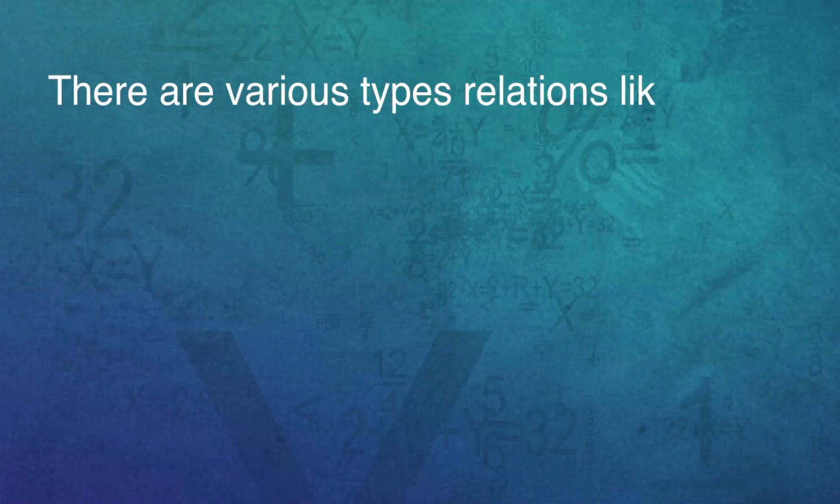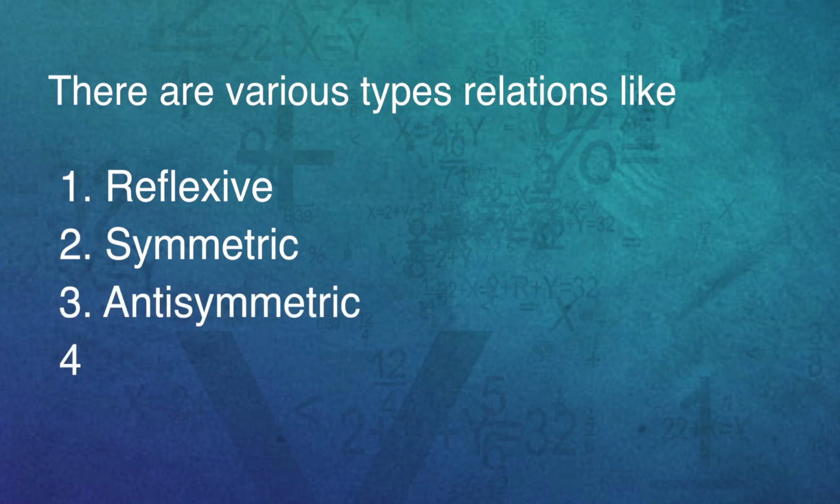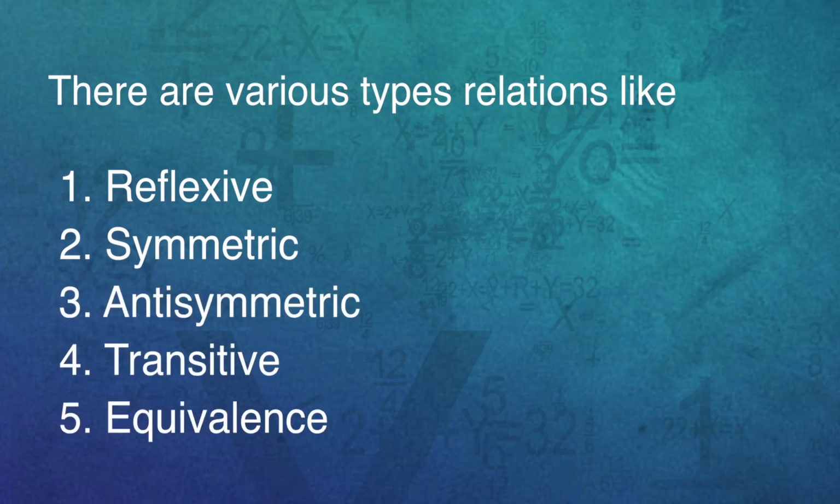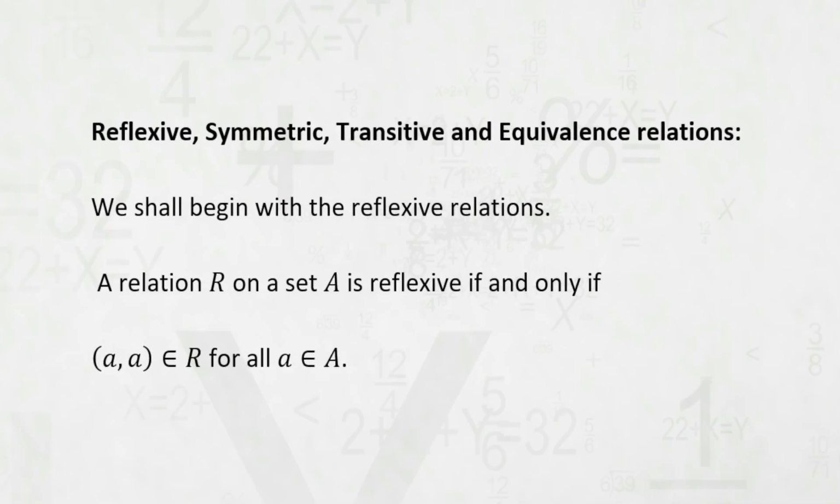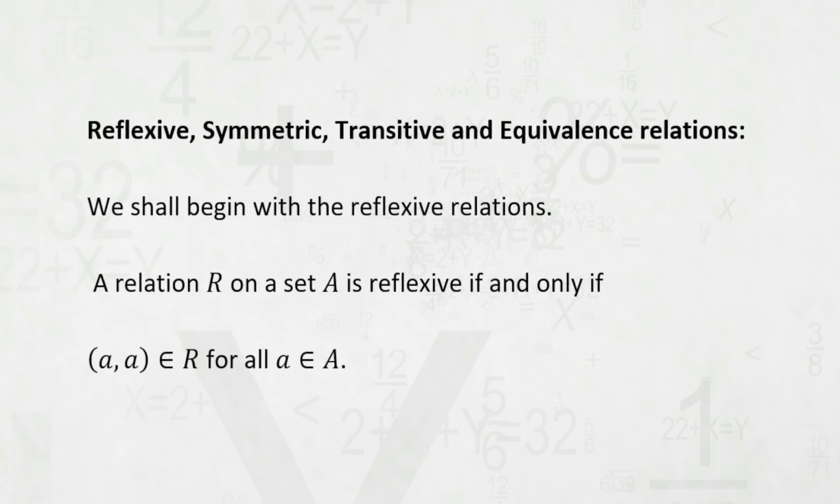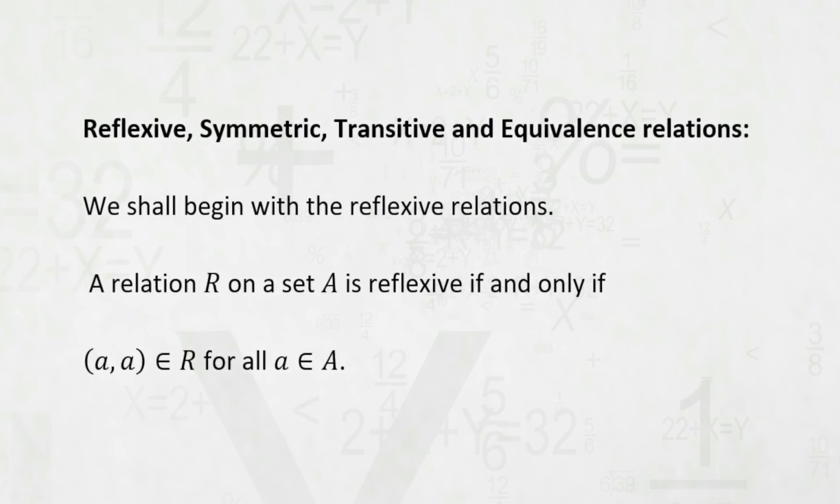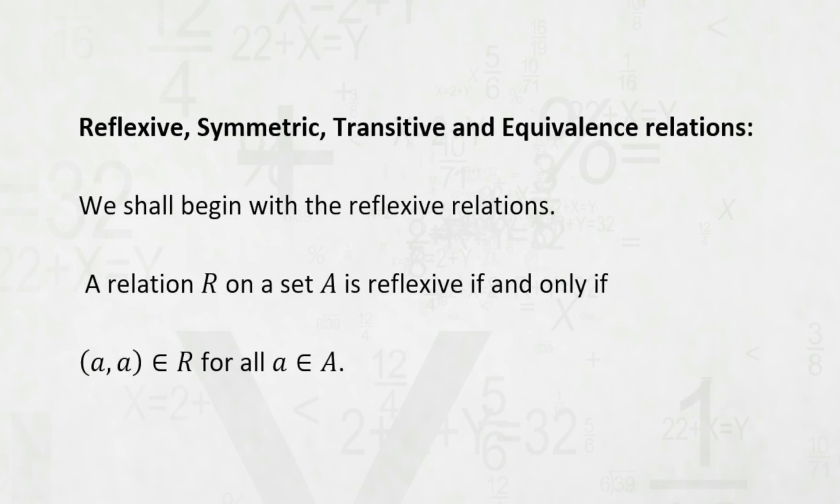There are various types of relations like reflexive, symmetric, antisymmetric, transitive and equivalence. We shall see in detail what these are: reflexive, symmetric, transitive and the equivalence relations. We shall begin with the reflexive relation.